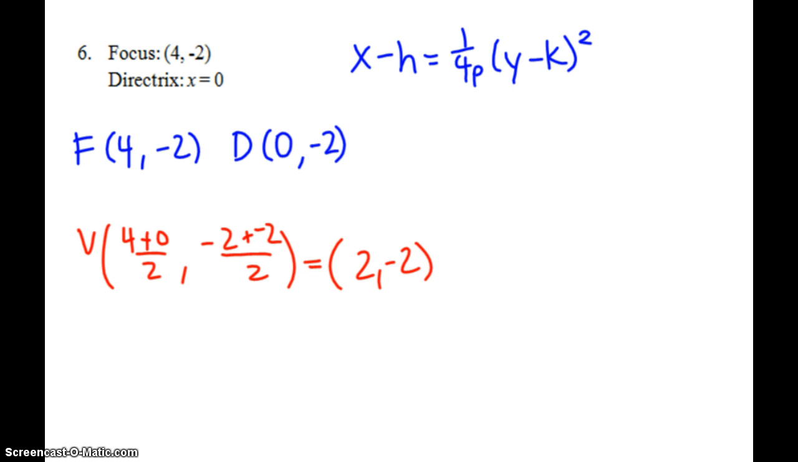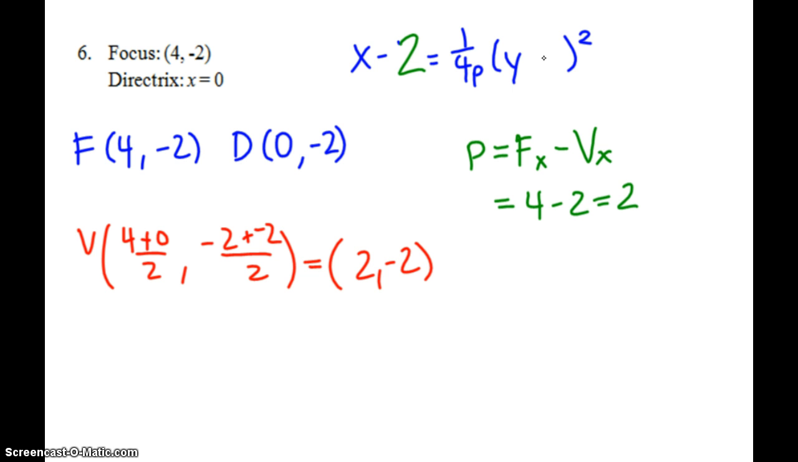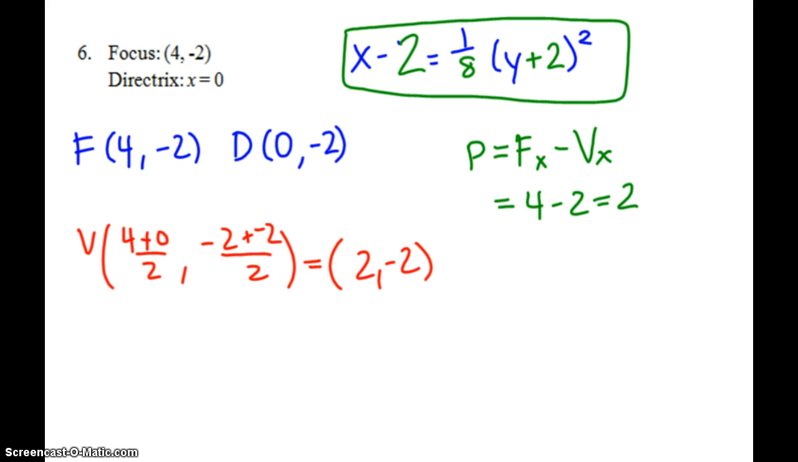So to find the p-value, you are going to subtract the x value of the focus from the x value of the vertex. So 4 minus 2 is 2. Plug in what you know. Okay, h is 2, k is -2. Remember there was a negative here already, so we put plus 2. Put in a 2 for p. 4 times 2 is 8. So x minus 2 equals 1/8 y plus 2 squared is your answer.